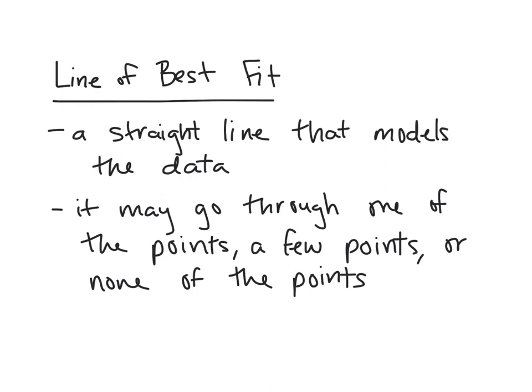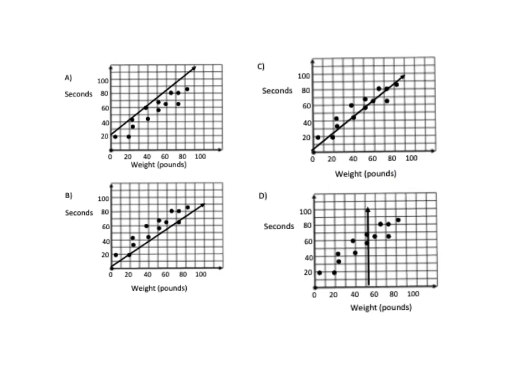Now, it may go through one point, a few of the points on the graph, or it could possibly go through none of the points, and that is perfectly fine. The line is meant to model where the dots are. So let's take a look at what a line of best fit looks like and what it does not look like. Here we have 4 of the same graph, and we're going to look at what is considered a line of best fit and why.